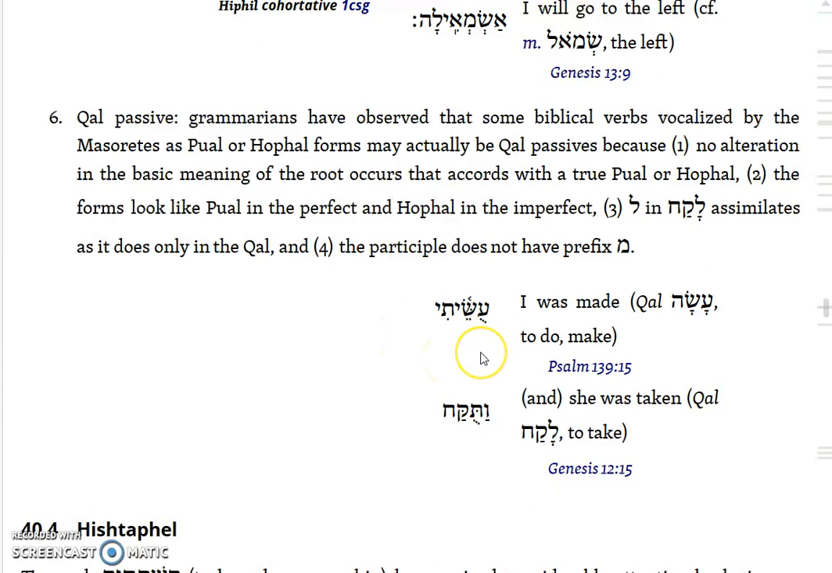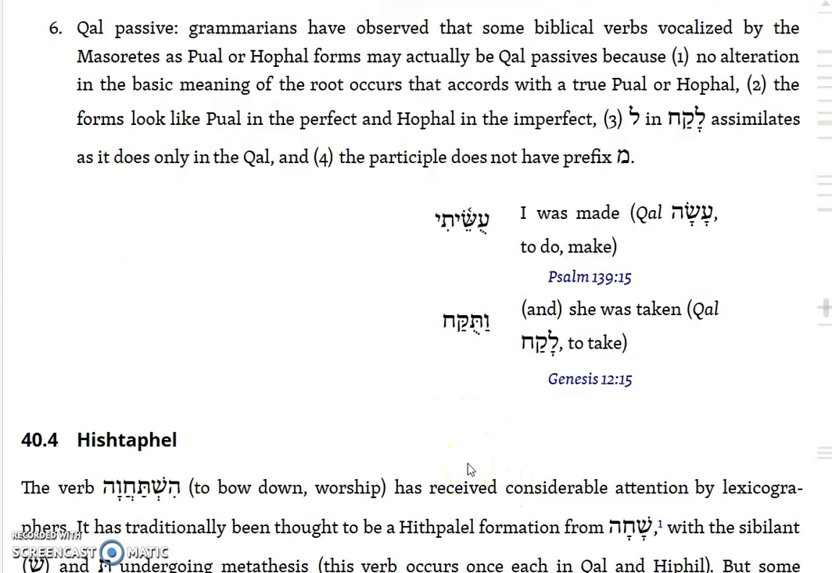And so here he gives you some forms. Usheti, I was made. And it looks like it's just the passive of the qal. And vayukkach, and she was taken, from lakah, to take, assimilating the lamed. And so there are certain forms that look like they're probably qal passives, even though they look like pu'als or hofals.